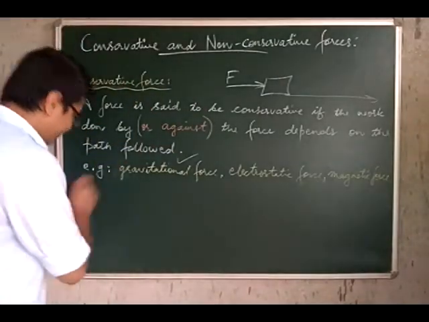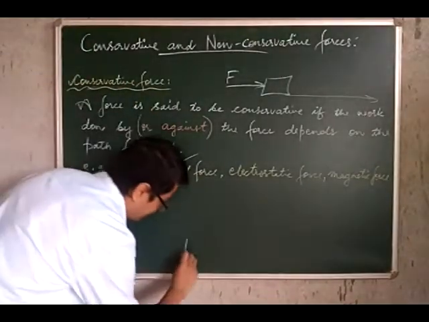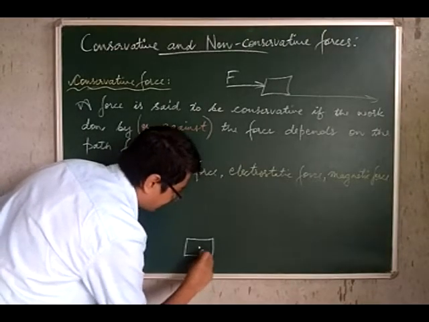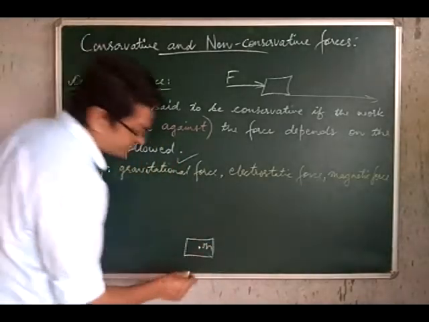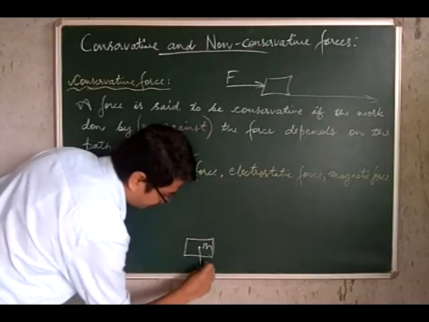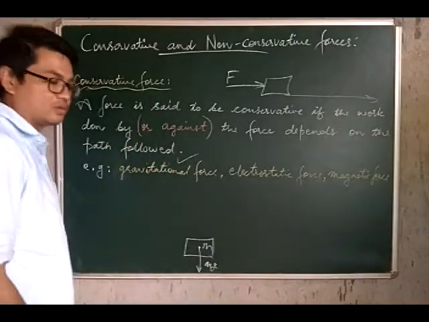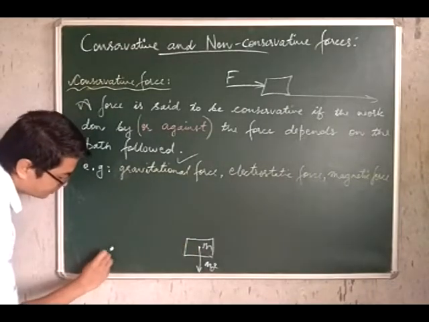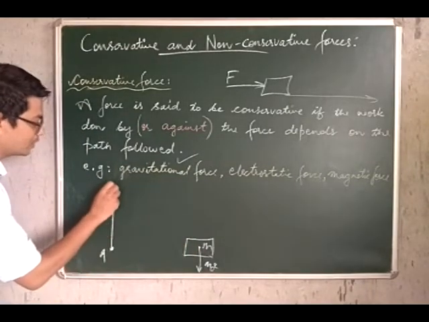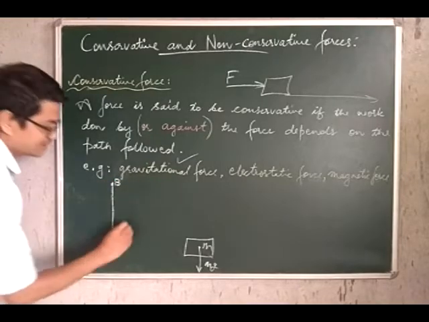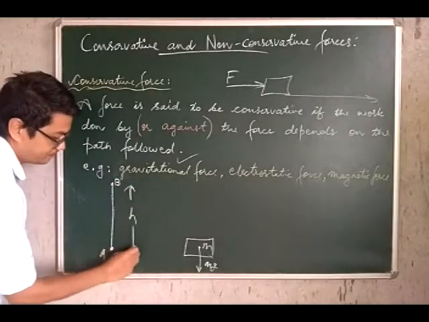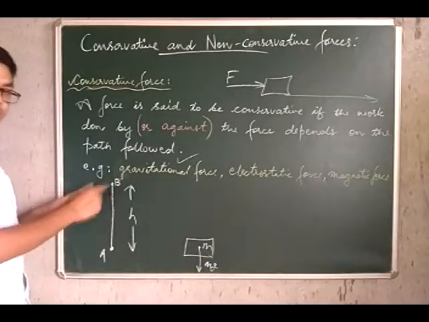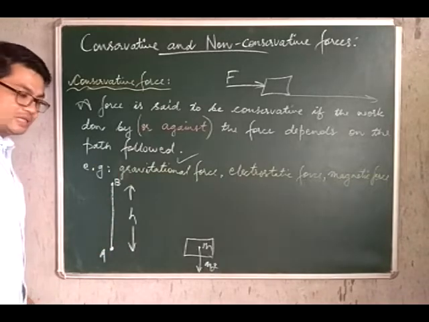Say we have a body having a certain mass m. So m is the mass of the body. Obviously there will be a force of gravity acting on the body, mg. So mg is the force of gravity acting on the body. Now what we want to do is take this body from point A up to point B, displacing it by a height h.